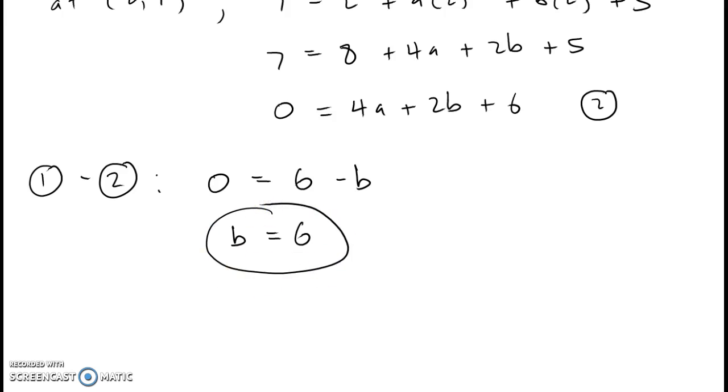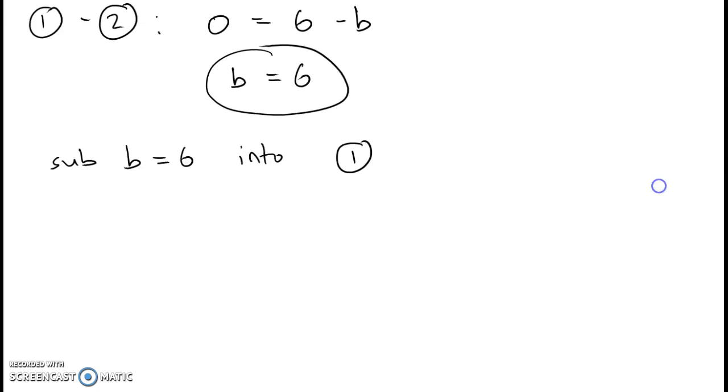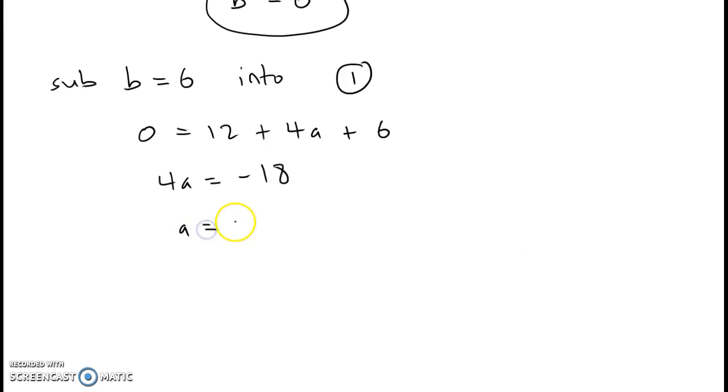So we've got our b value, we've also got our c value previously in the question. To get our a value, we substitute b equals 6 into number 1 or number 2, it doesn't matter. Let's go with number 1. So we'll get 0 equals 12 plus 4a plus 6. So we're left with 4a equals minus 18. We're left with a equal to minus 9 over 2. So hopefully that's been a helpful introduction to stationary points.